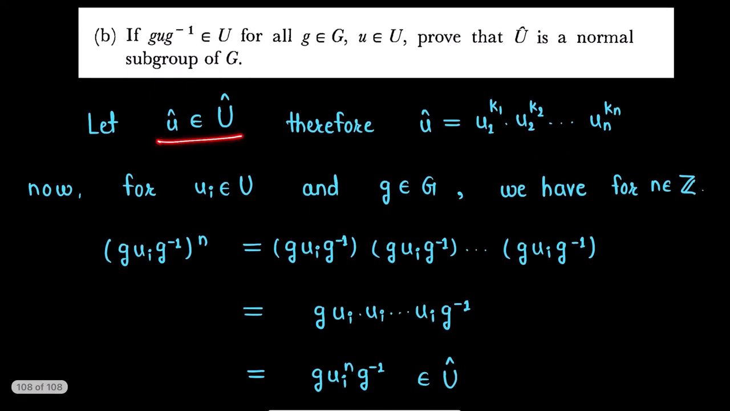Now as U cap is an element in subgroup U cap, U cap will be of this type: U1 to the power K1, U2 to the power K2 up to so on UN to the power Kn, where each Ui is in U. Now as Ui is in U and G is in G, we have for some integer n, GUI G inverse to the power n will be equal to GUI G inverse n times. We can write this as the product of GUI G inverse n times.